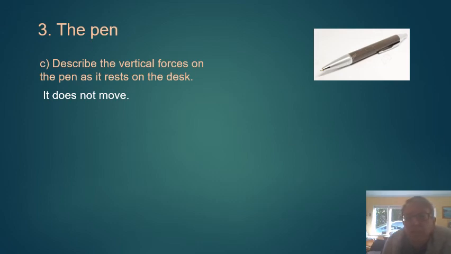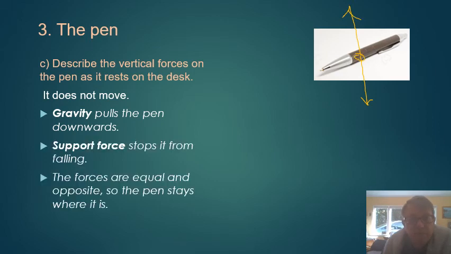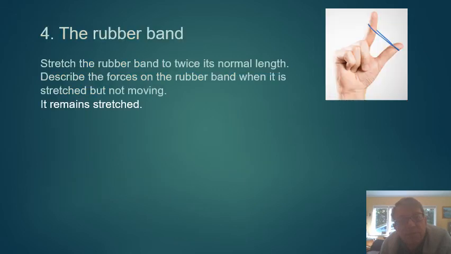What about when the pen's just on the desk? It's not moving. Well, if it's not moving, you've got a balanced force situation. So there is gravity still at work, pulling the pen down towards the center of the earth, but it's not moving, so it must be balanced by another force, okay? And that force is support force. So we can do our diagram like that. Same length, opposite direction.